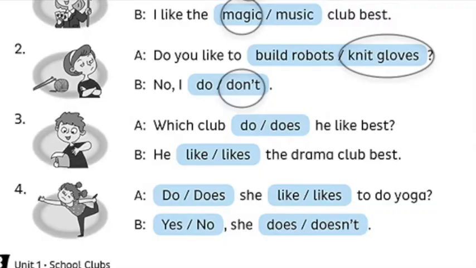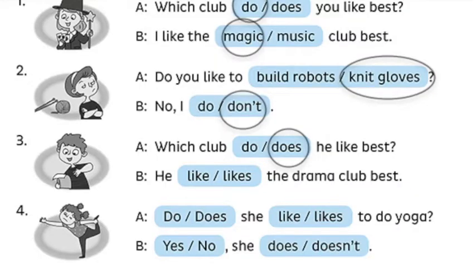So we have a boy there and the boy is reading from a paper. Perhaps he is in the drama club. Let's see. Letter A. Which club does he like best? So you remember earlier in the video I said with you we use do, do you. With he or she we use does. So which club does he like best?